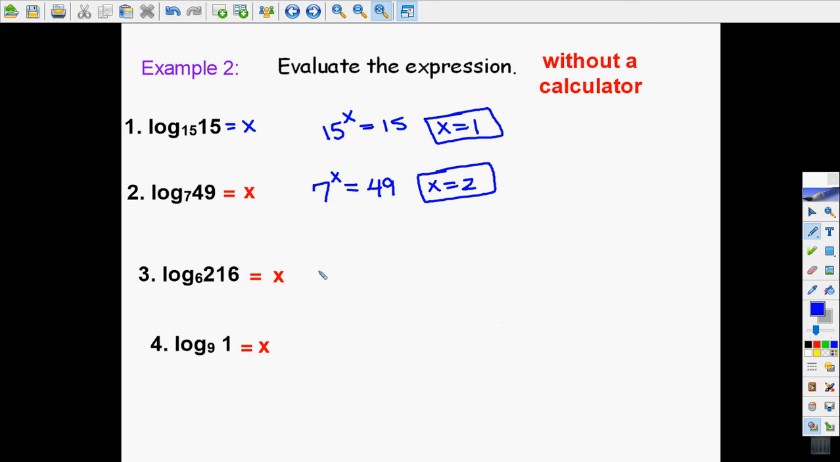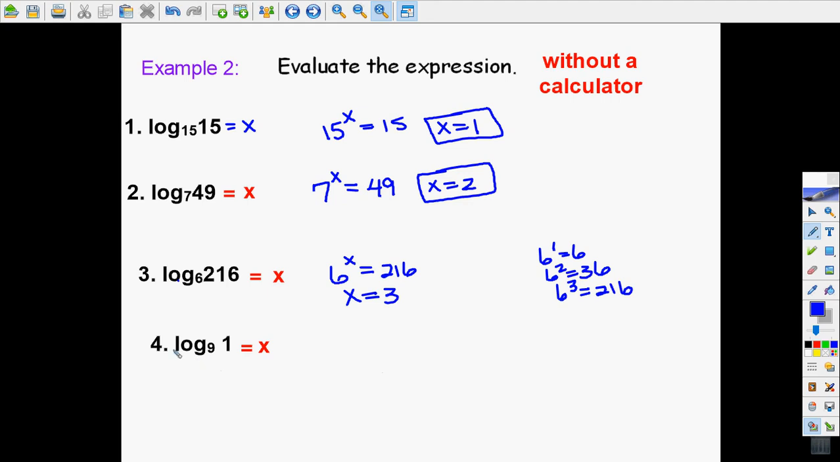And we do this one. Write down on your paper log base 6 of 216. We're going to add on the equals x part. So 6 to the what power equals 216? So this one's not quite as easy. So we'll start out with 6 to the first, 6 to the second, 6 to the third, so 6 raised to the third power makes 216.